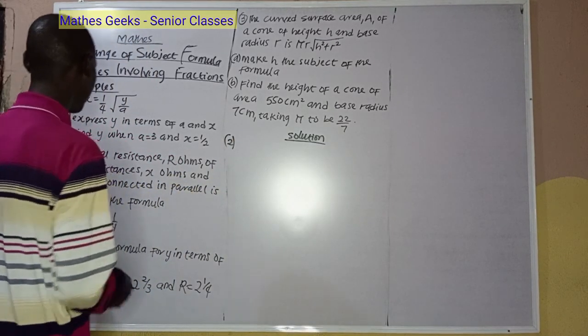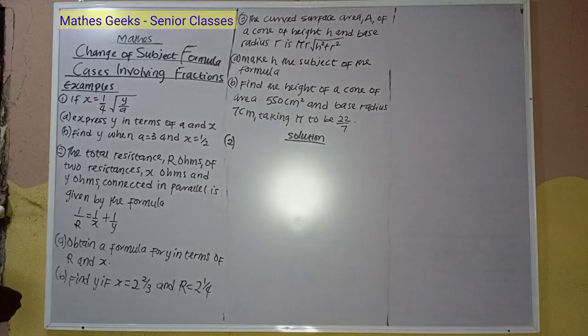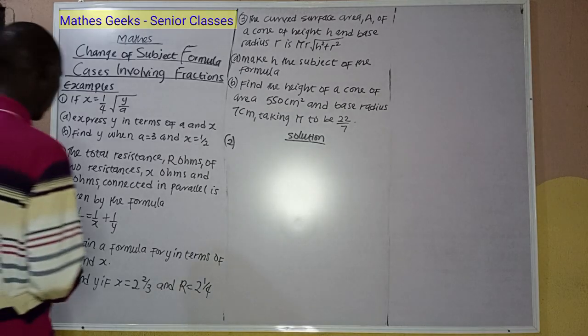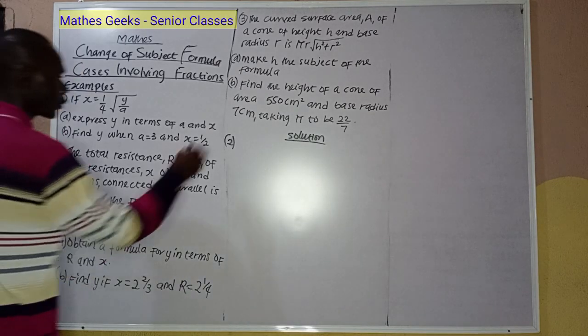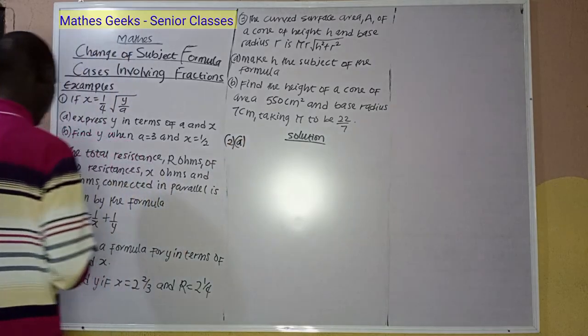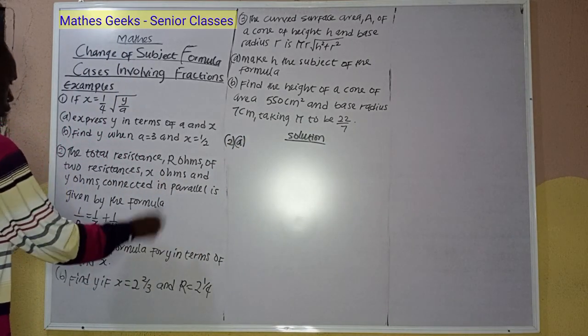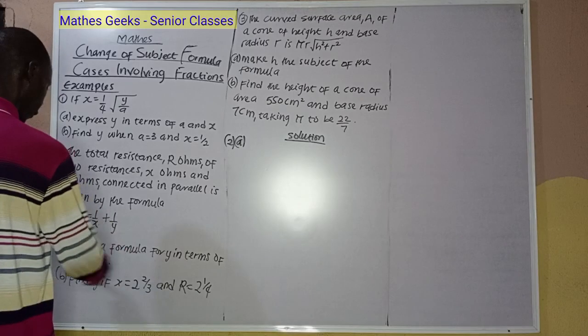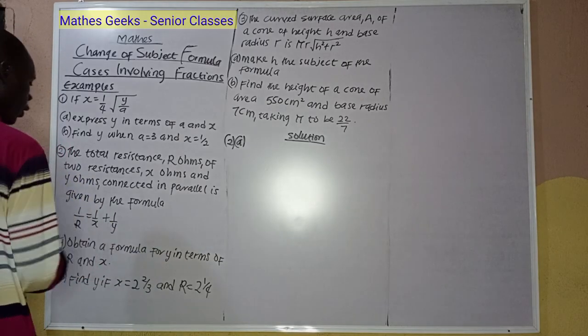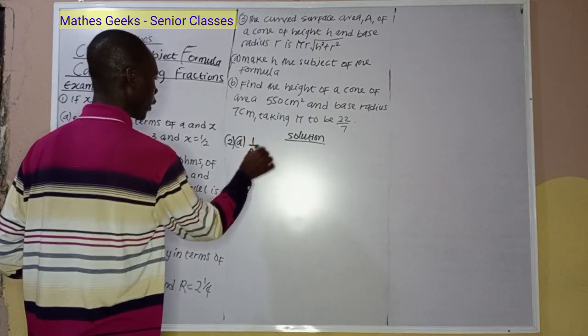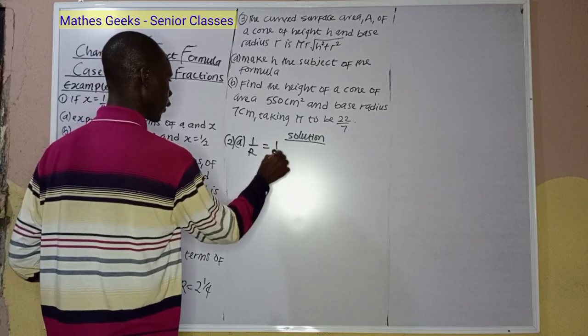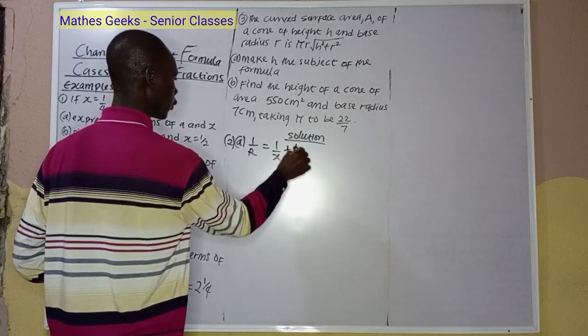Number 2e. The total resistance R ohms of two resistances X ohms and Y ohms connected in parallel is given by the formula 1 over R equals 1 over X plus 1 over Y. Of course, we are working with part A. It says obtain a formula for y in terms of r and x. A formula for y in terms of r and x means make y the subject of the formula. So here, 1 over r is equal to 1 over x plus 1 over y.